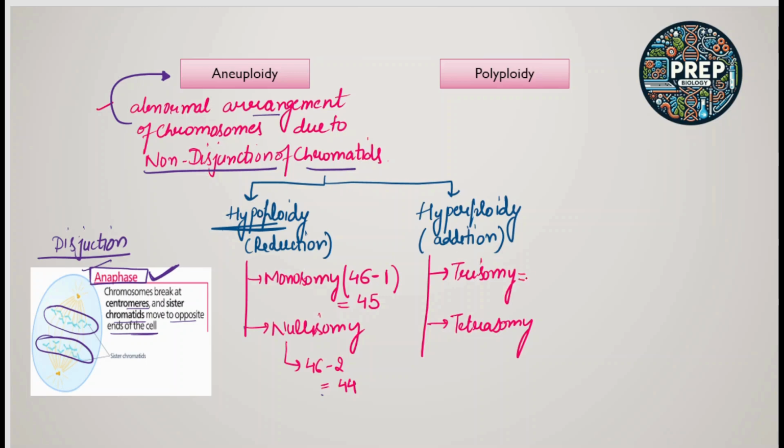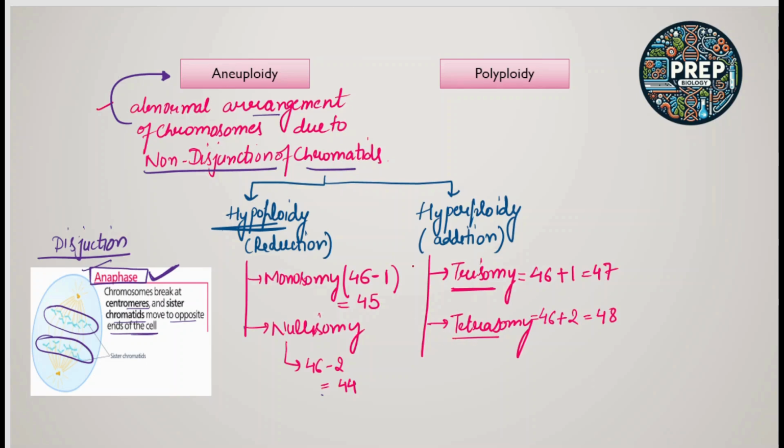Trisomy happens when an extra chromosome is added, that is 46 plus 1, so 47 chromosomes are there. That is called trisomy. These conditions are in your syllabus, so we will discuss trisomy in the class. Now tetrasomy: when one pair of chromosomes is added to the chromosomal set, that is called tetrasomy.